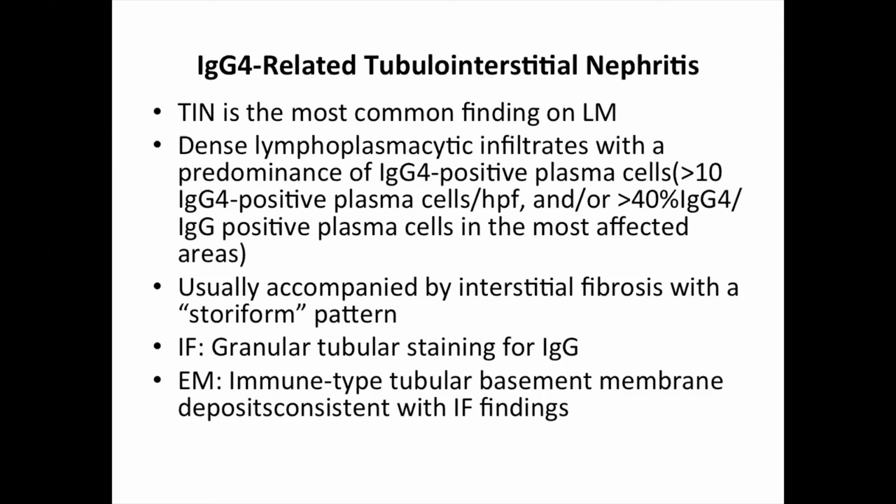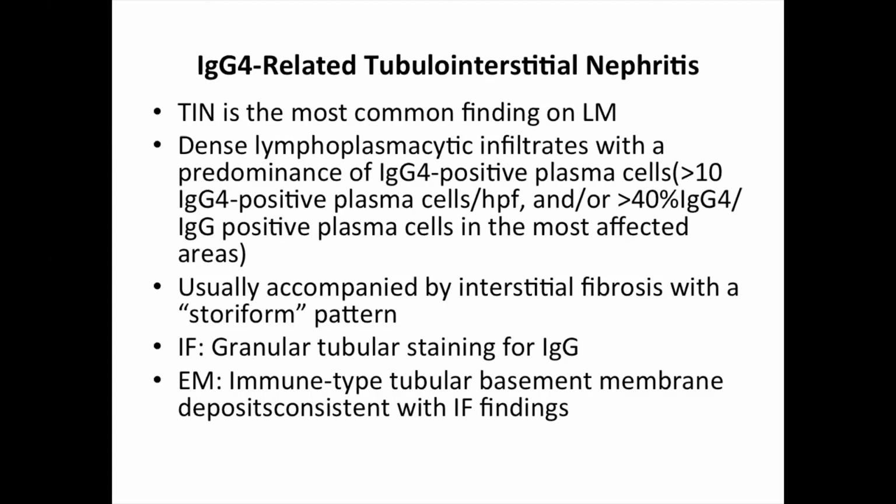Sometimes on electron microscopy we might have immune-type tubular basement membrane deposits, which are consistent with the IF finding, but they're not always easily discerned. Of course, as we said, if it was associated with membranous or IgA, we will have the EM features of those diseases, but like I said, very very rare. It's more like a tubulointerstitial nephritis rather than any other disease.